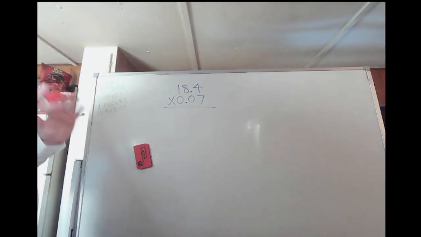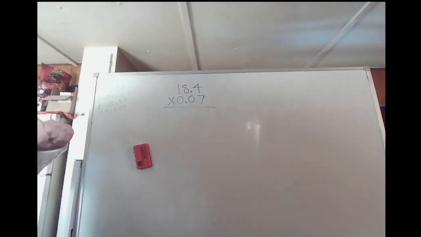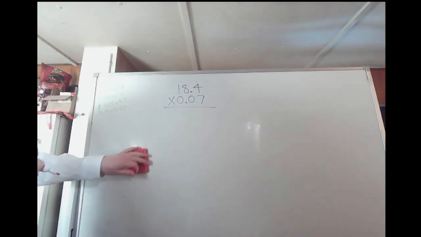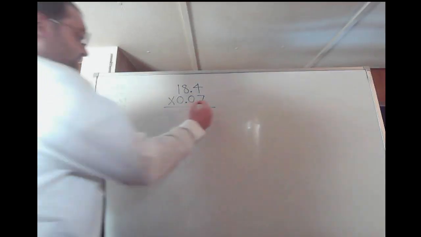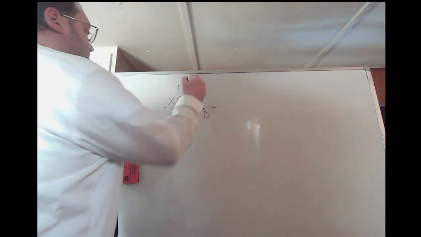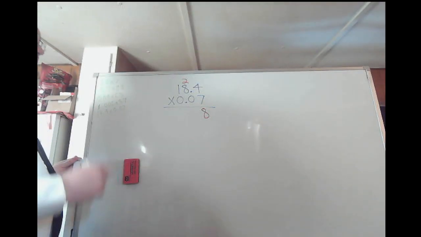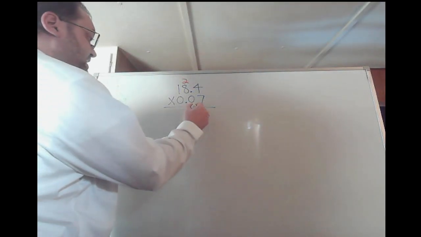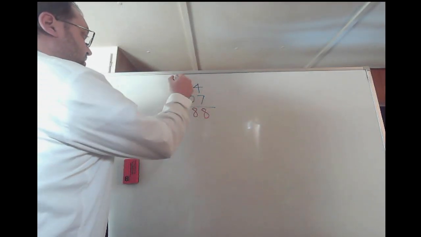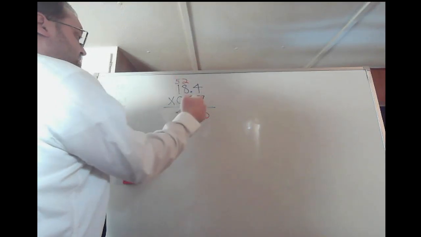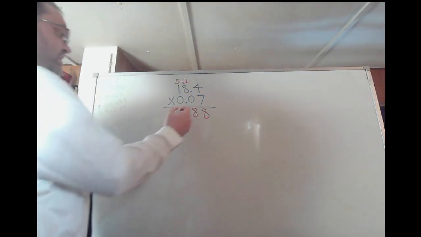again, we ignore the decimals, pretend they're not there, we do our multiplication. So 4 times 7, that's 28. Keep your 8, carry your 2. So 7 times 8, that's 56 plus 2 is 58. So keep your 8, carry your 5. 7 times 1, that's 7 plus 5 is 12.